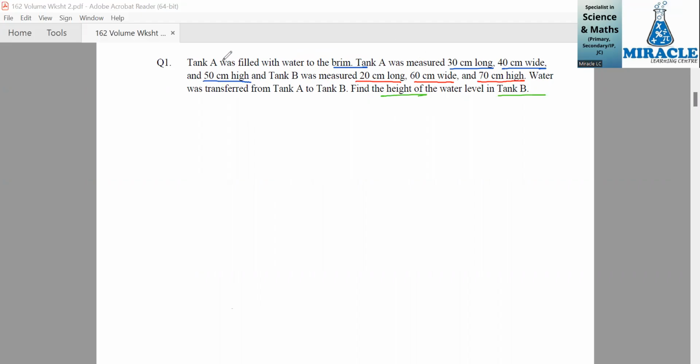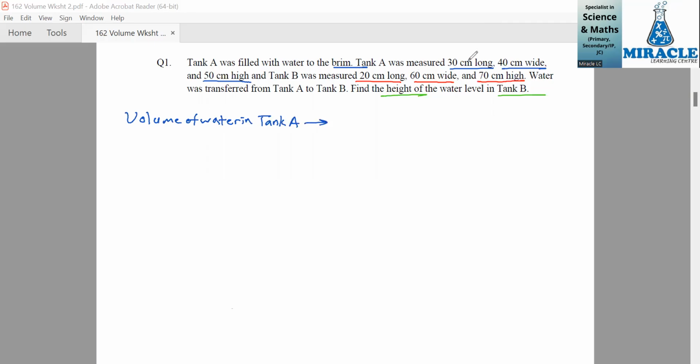So we know that tank A was filled with water to the brim. So that means that the amount of water transferred from tank A to tank B is equal to the volume of tank A. So let's find the volume of water in tank A.